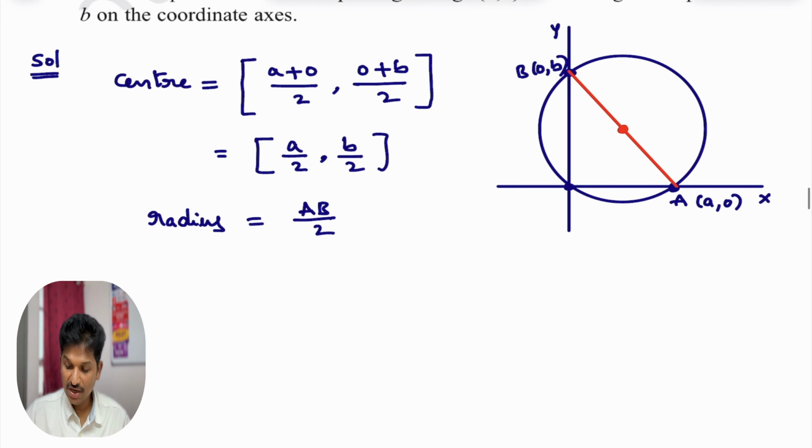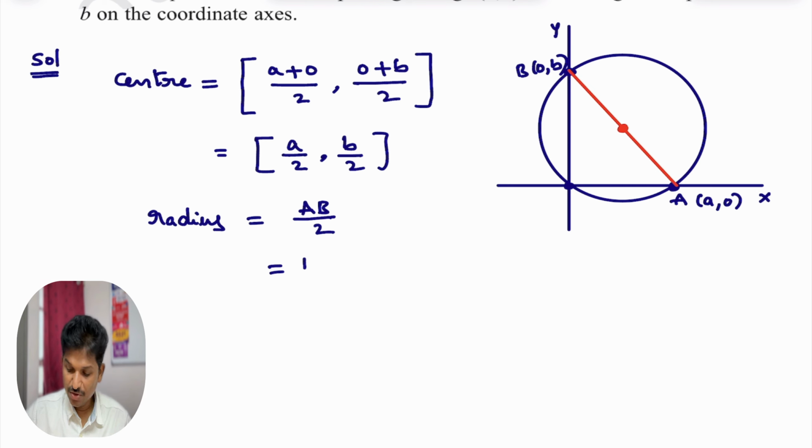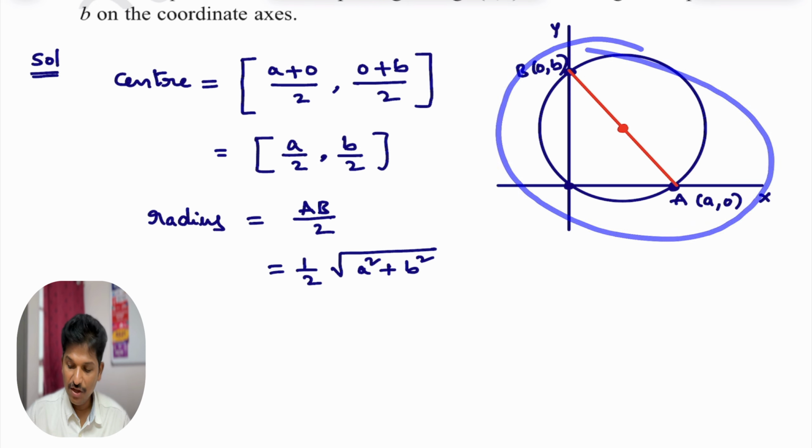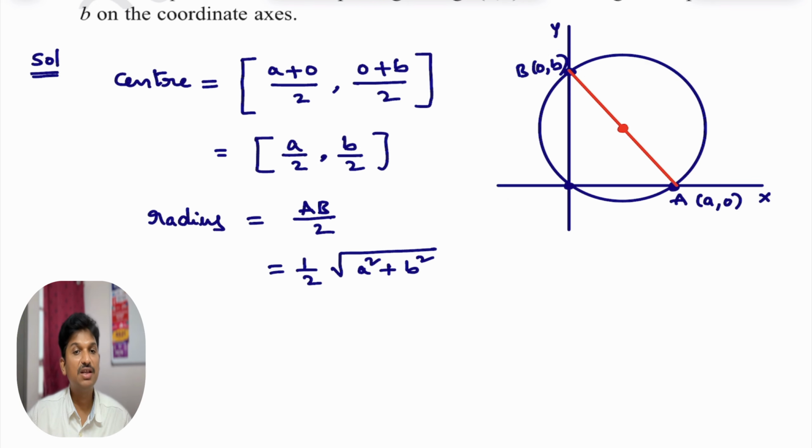So calculate the distance between the points A and B. That is root over A minus 0 whole square, that is A square, it can be understood easily, plus 0 minus B whole square. 0 minus B whole square is what? B square. So the radius is half into root over A square plus B square. Center and radius, we know now. Now, for the given data, we know the center and radius. Once you know the center and radius, you can find the equation of a circle.